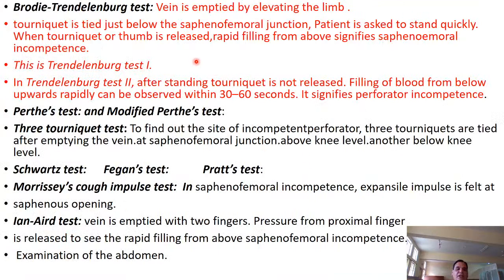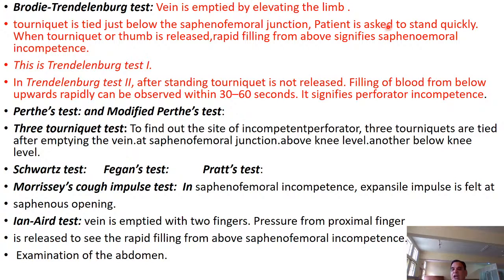Okay. So these are all the different tests. You can go through that. So these are all for the clinical knowledge. Remember only one. For Brodie-Trendelenburg, test one: the vein is emptied by elevation of the limb. Tourniquet is tied just below the saphena varix, that means the spheno-femoral junction.